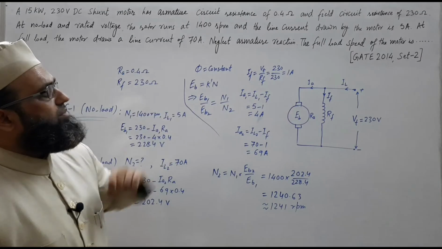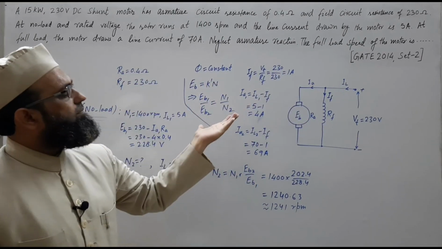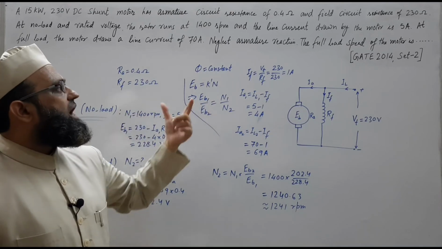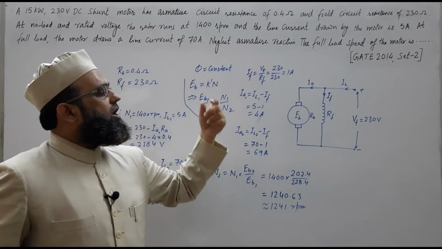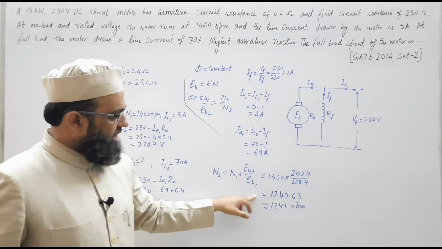Sometimes in GATE exams, in brackets at the end, you might see that your answer must be up to 2 decimal places or up to 3 decimal places. So write your answers accordingly.